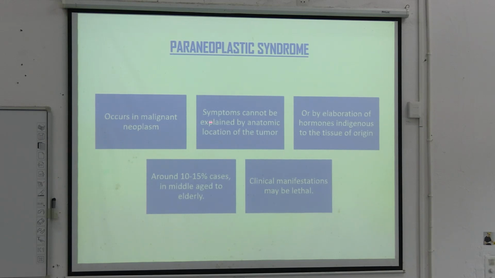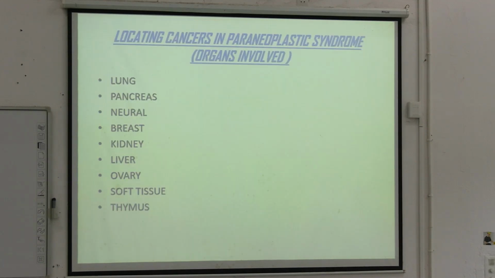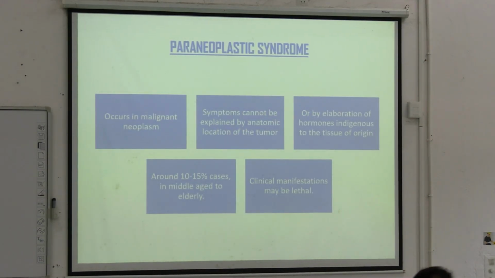So this explains this particular line: symptoms cannot be explained by anatomical location of the tumor. There is a cancer in the ovary, but it's giving rise to hypoglycemia. The patient has no abnormality in the pancreas. How is that possible? Or a small cell carcinoma of the lung giving rise to Cushing syndrome. How is that possible? This is what I want to stress upon: symptoms cannot be explained by anatomical location of the tumor or by elaboration of the hormone indigenous to the tissue of origin.